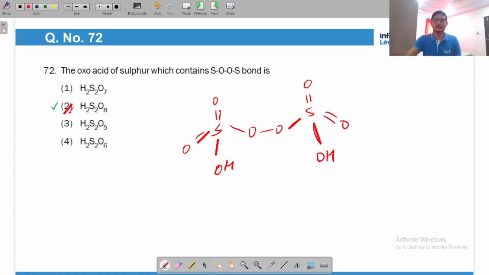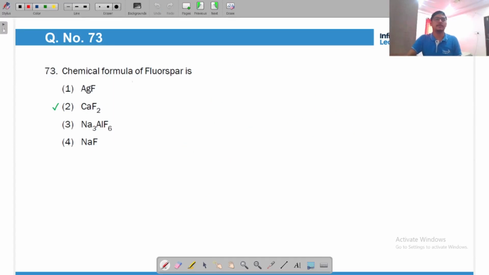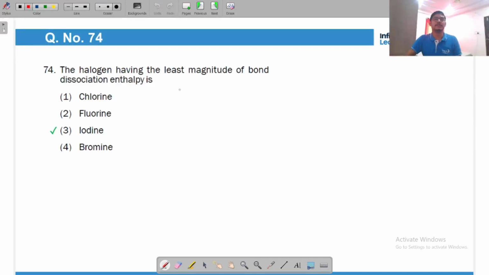All right. Then the chemical formula of fluorspar is calcium fluoride. This is cryolite. The halogen having the least magnitude of bond dissociation enthalpy is iodine. The order is chlorine, right? Then bromine, then fluorine, and then iodine. Because of lone pair repulsion, the F-F bond in fluorine is very weak.